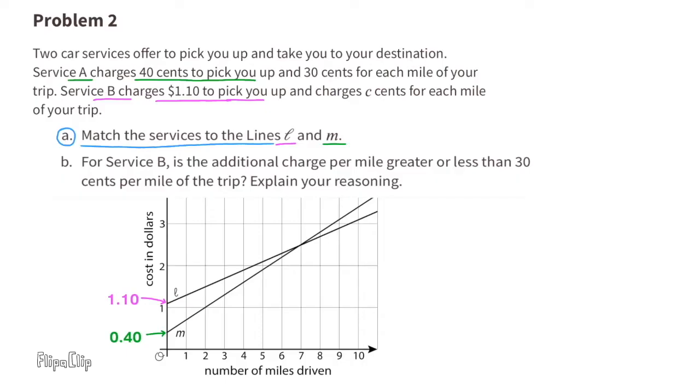And the y-intercept for line M is less than half of 1. So that would match up with the 40-cent service charge for service A.